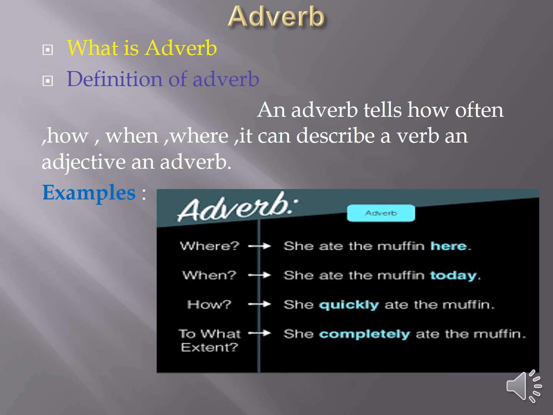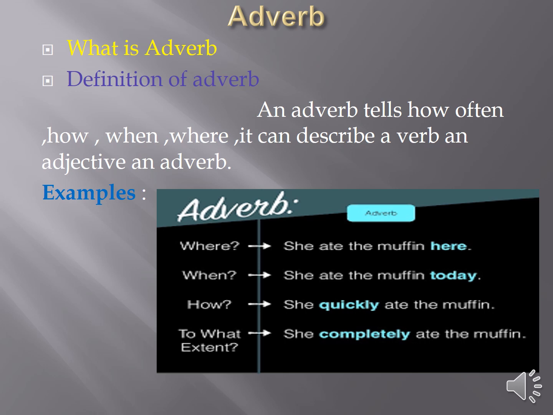Second one, when. What is the adverb there? When. She ate the muffin today. So when it's asking about the time, when it has happened, it happens today itself. How? It's asking about how it happens. So the answer is, she quickly ate the muffin.